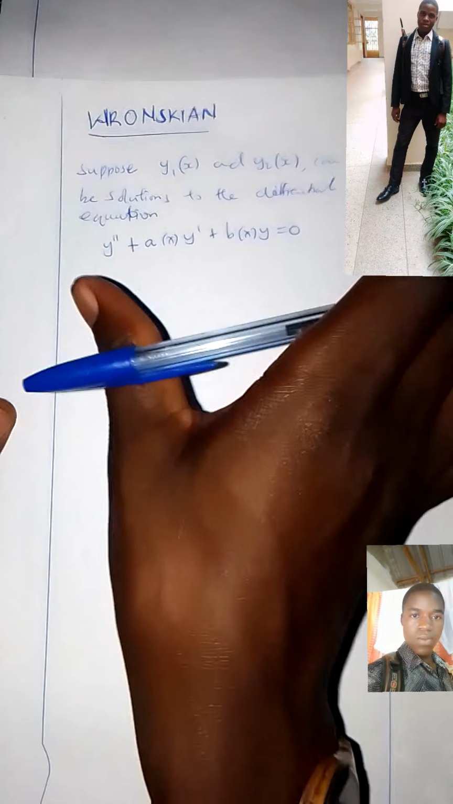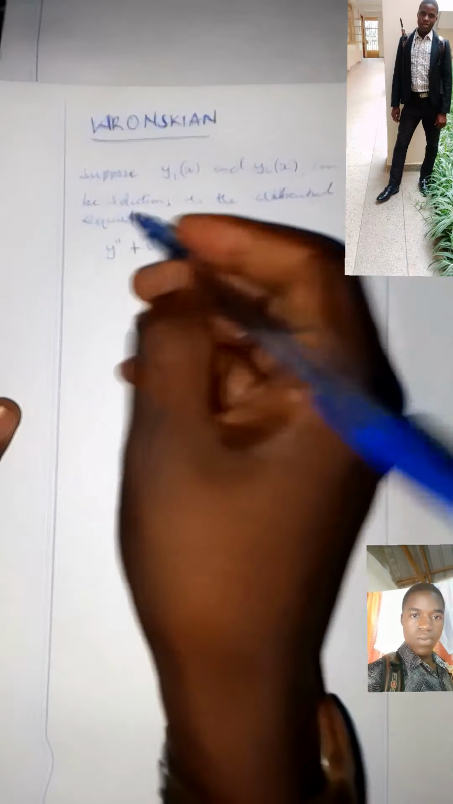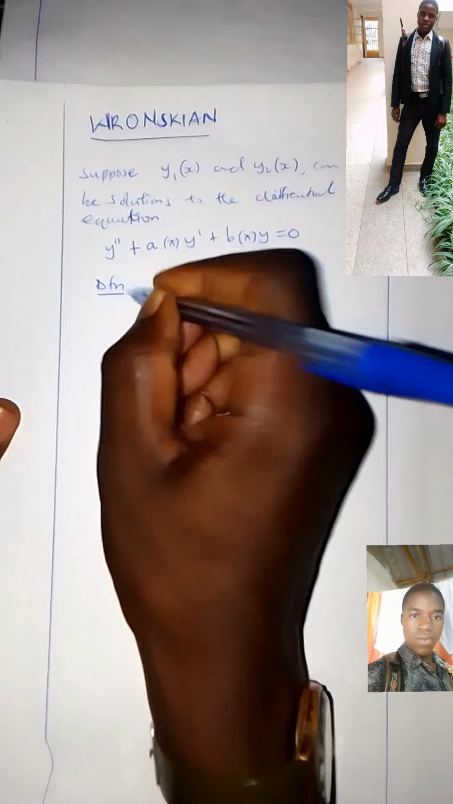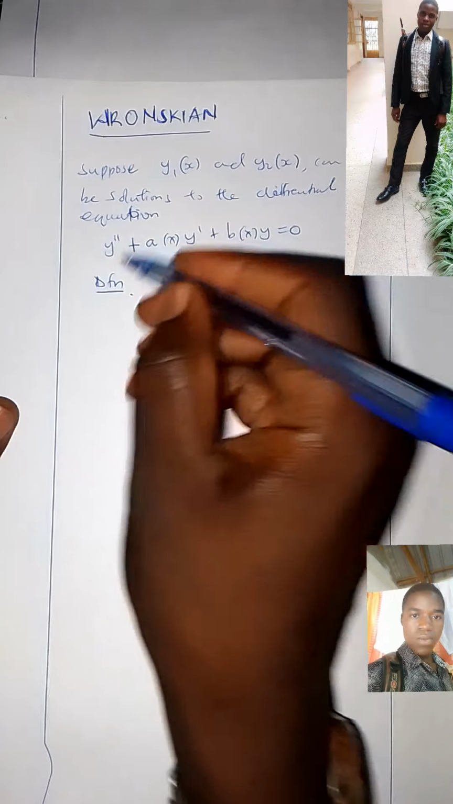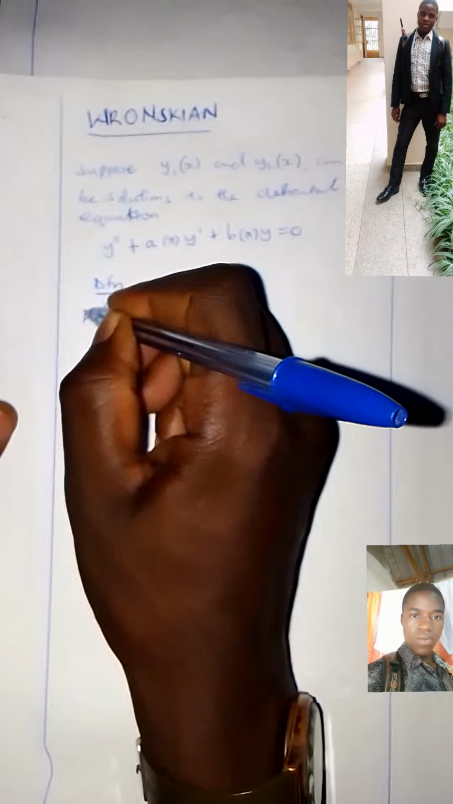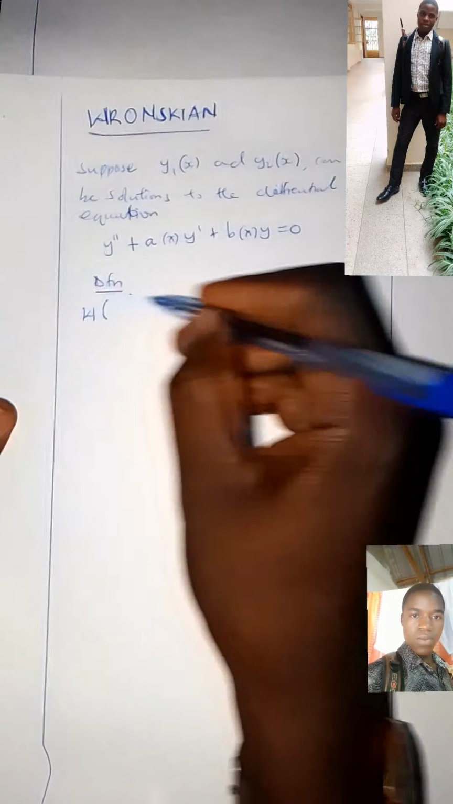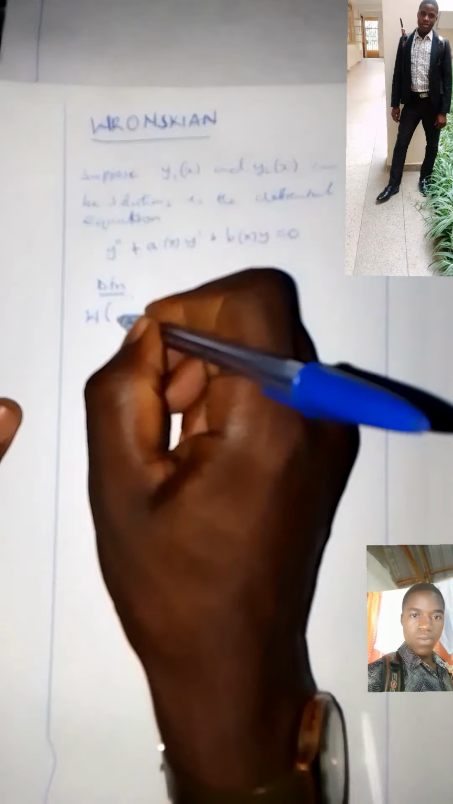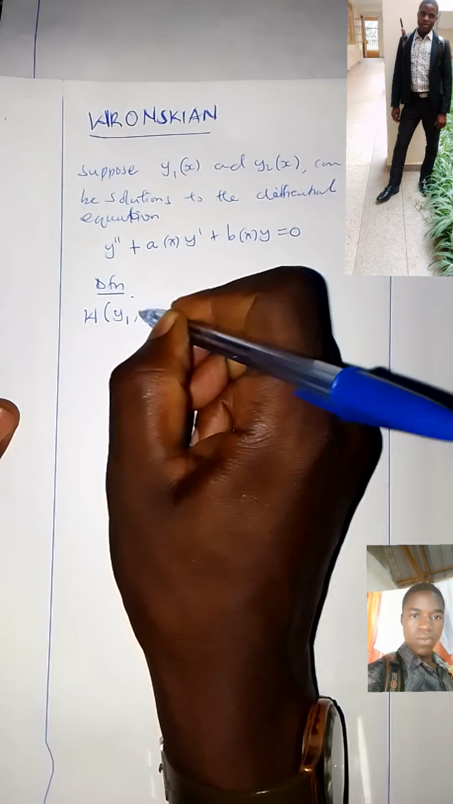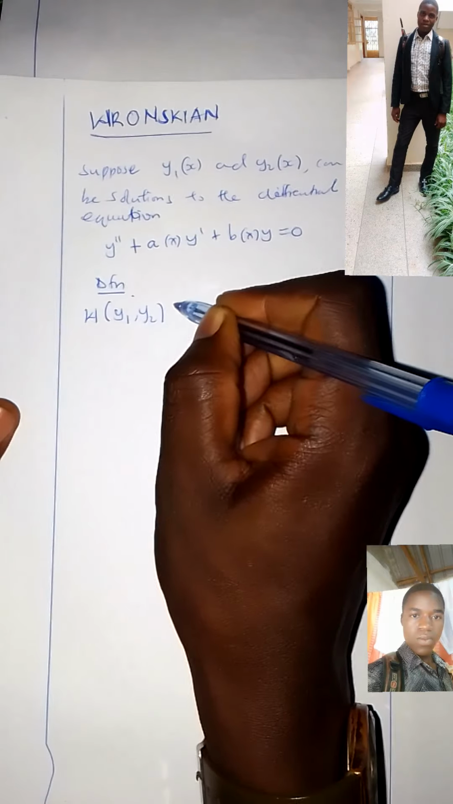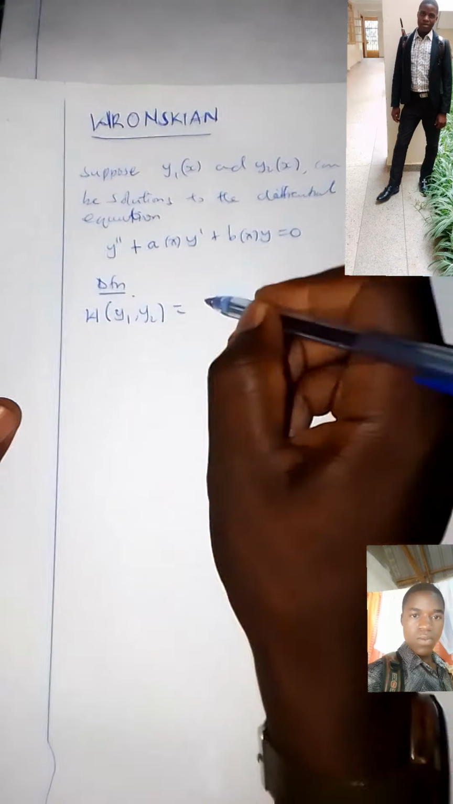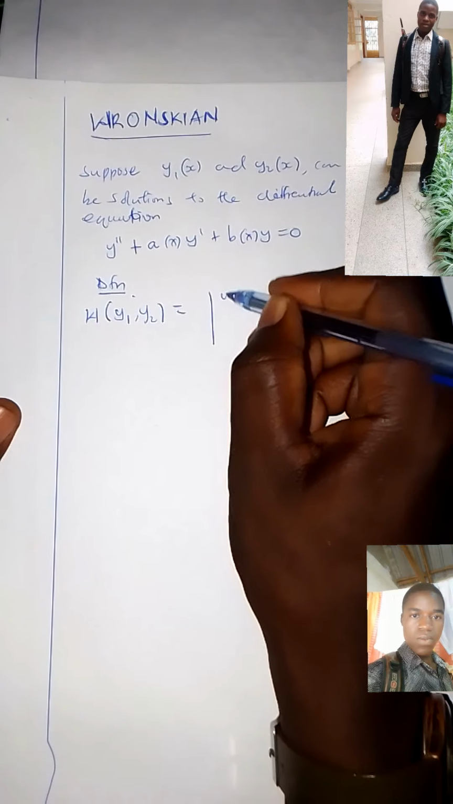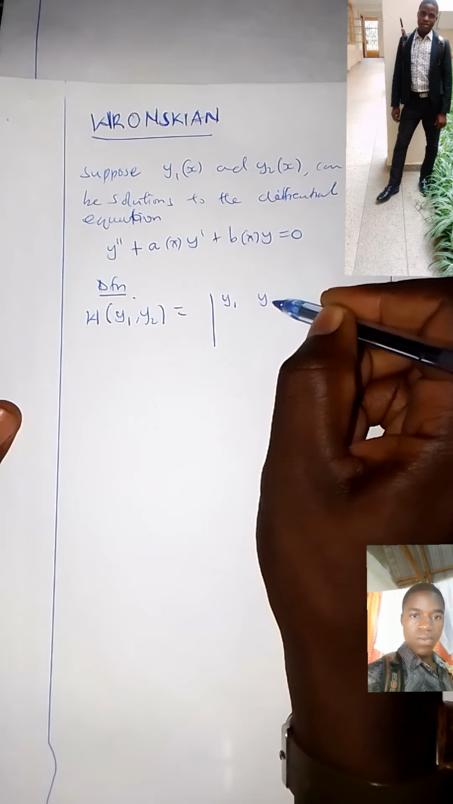So what do we call the Wronskian in this case? Let us have the definition of the Wronskian. The determinant is denoted by W. Now our y1 and y2, these solutions here, the determinant is given by the determinant of y1, y2 in the first row.